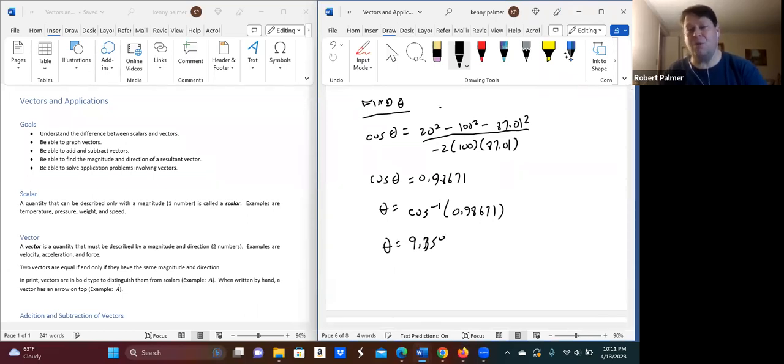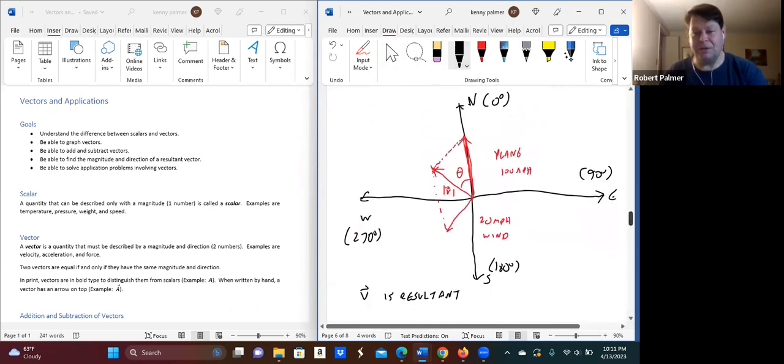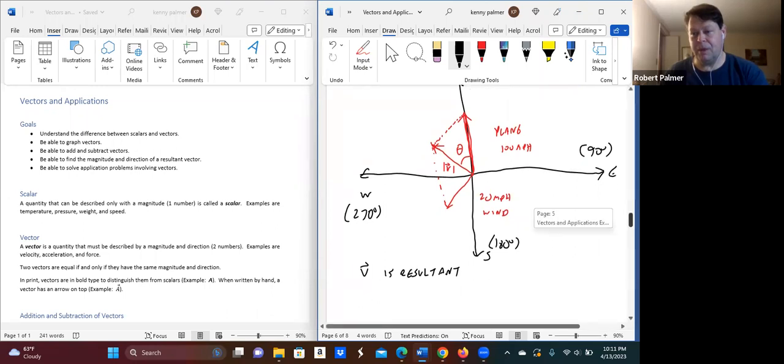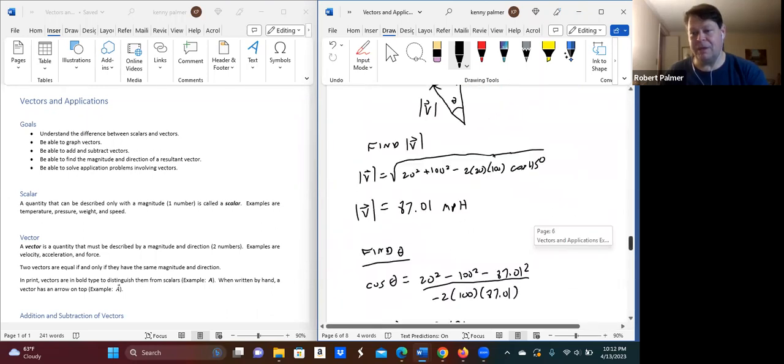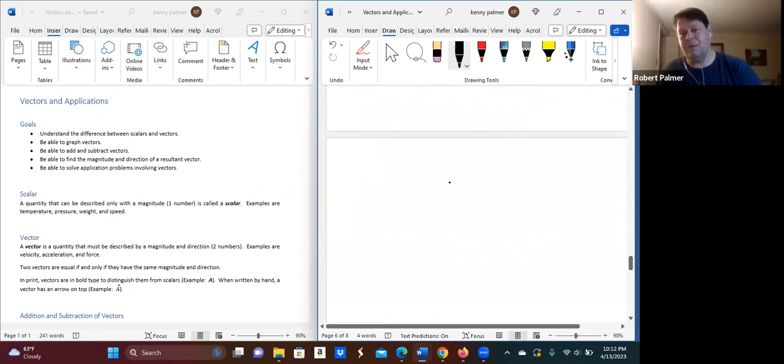Now, I said that's not quite our final answer because although that is that angle in our triangle, 9.35 degrees, basically, since you want to know what direction that is. Okay. So let's go back and take a look at that. So let's draw another picture. And so essentially our new magnitude and direction.